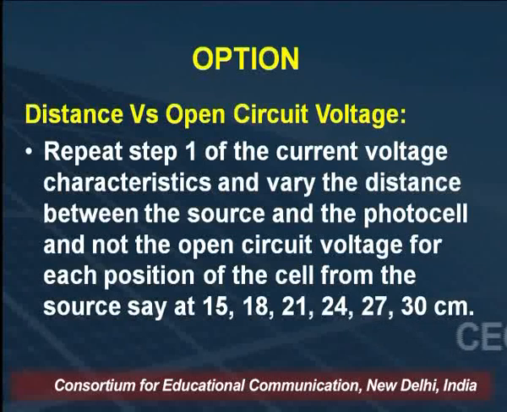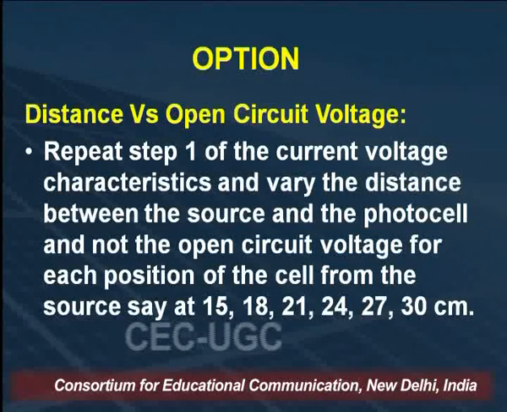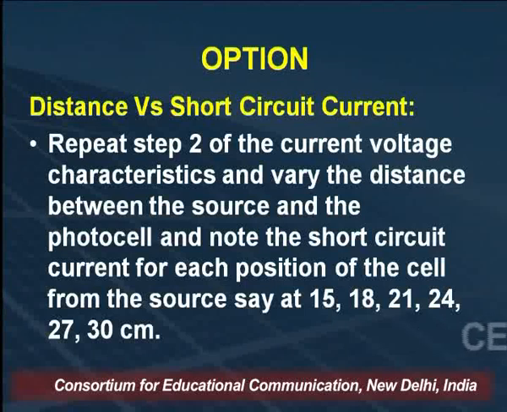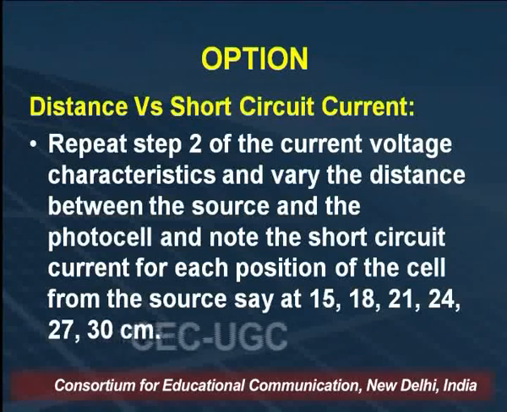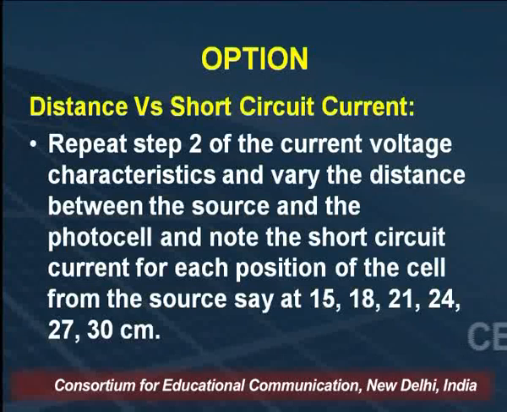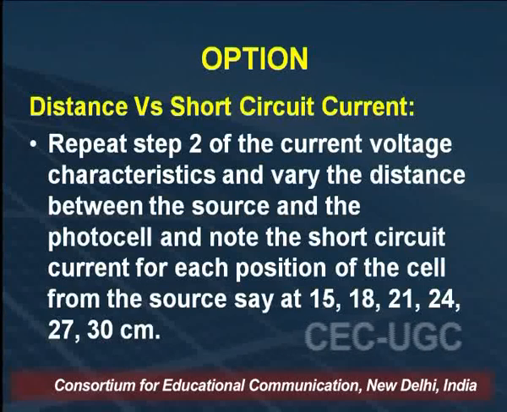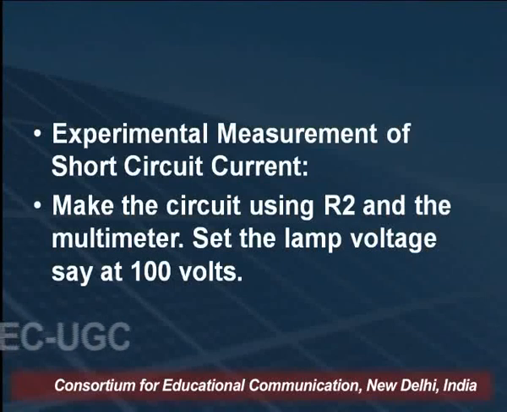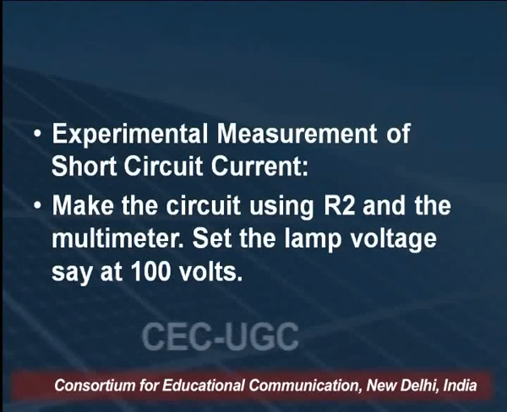So at various positions like 15, 18, 21 centimeters, and so on, we can get the various outputs. Next, distance versus short circuit current. Again we repeat the same process as we have done in the current-voltage characteristics. We vary the distance between the source and the photocell, then we note the short circuit current for each position of the cell and source. The same centimeters we are having: 15, 18, 21 and 24, and so on. We take the experimental measurement of the short circuit current.